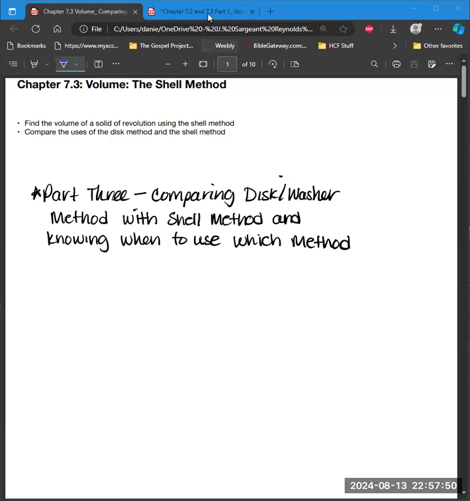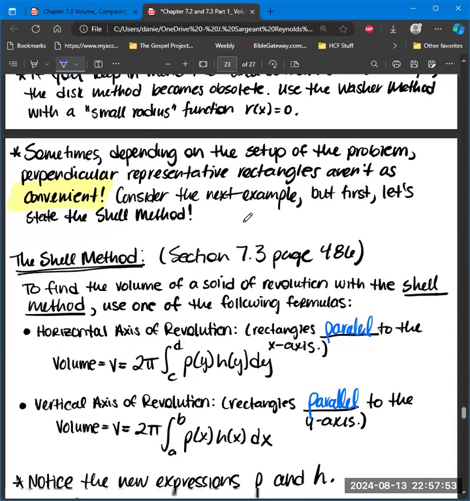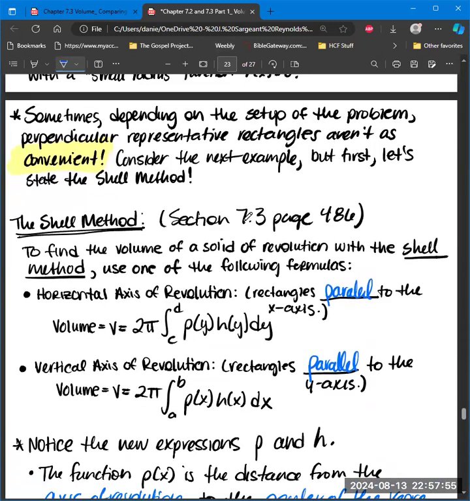So we're going to go back to our completed notes over here and pick up right where we left off. We just finished our discussion on the disk washer method and said that we use that when we have representative rectangles that are perpendicular to our axis of rotation. Now we're going to say that sometimes it's more convenient for us to use the shell method, and the shell method is going to be used when we have representative rectangles that are parallel to the axis of rotation.